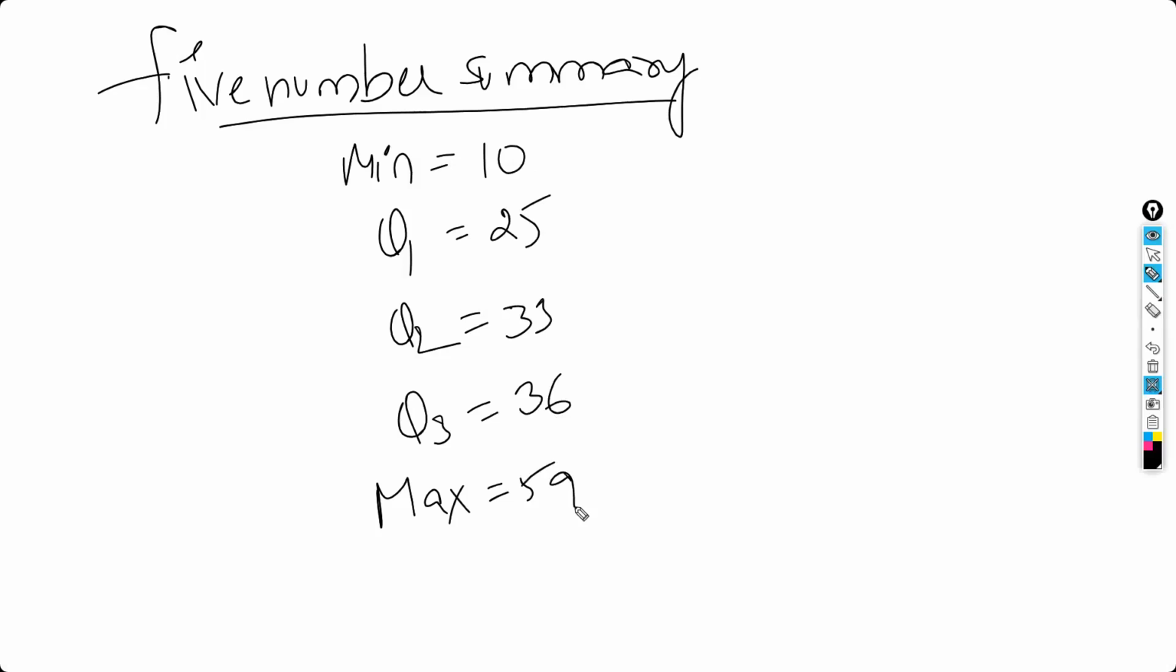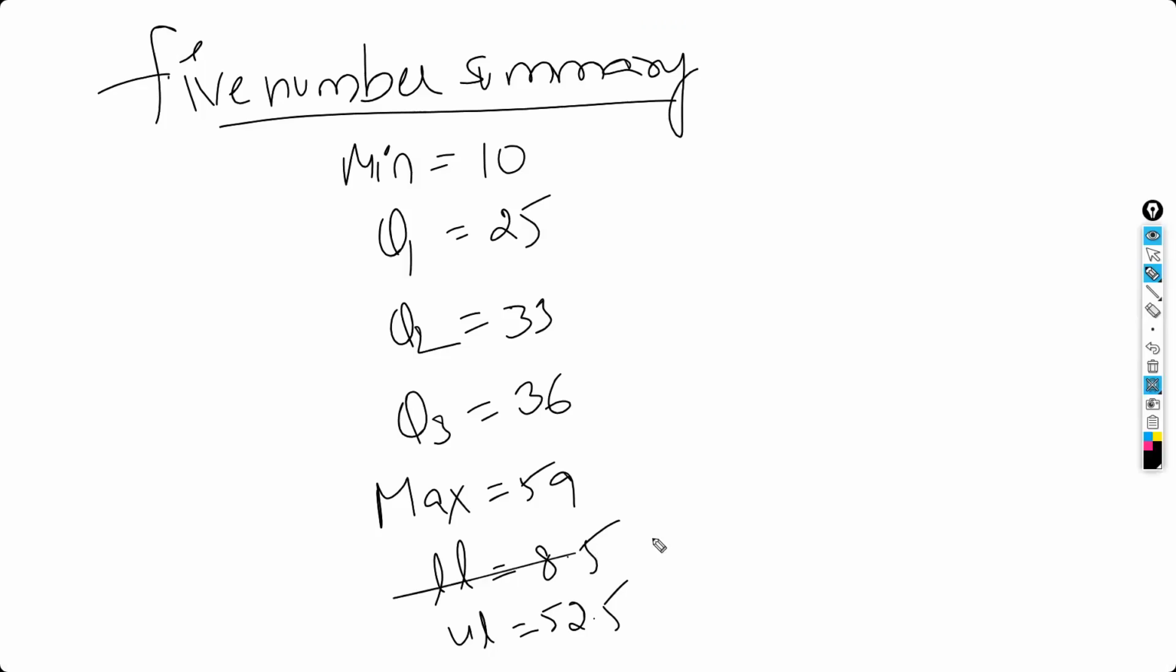Now, what is the lower limit and upper limit? Lower limit 8.5, upper limit 52.5. Is any outlier there or not? Available. After removing the outlier, what is the maximum number? Without considering the outlier, what is the maximum number? 50 is the maximum number.